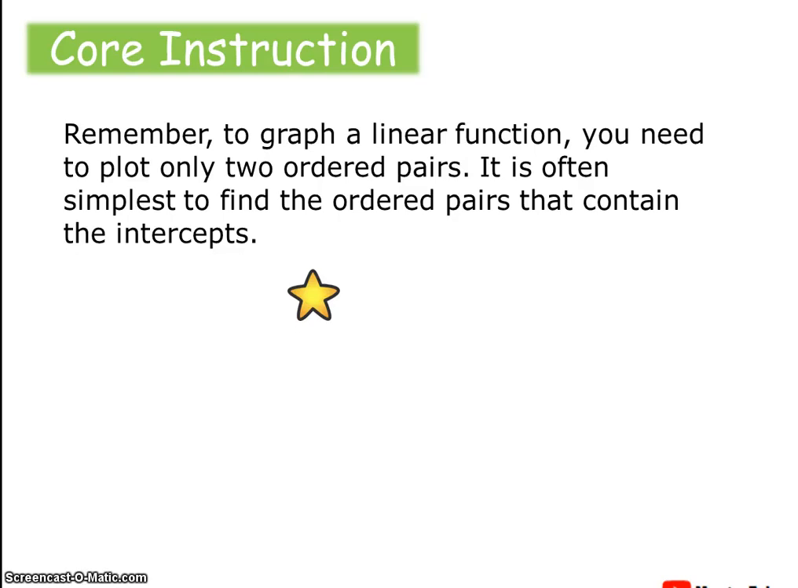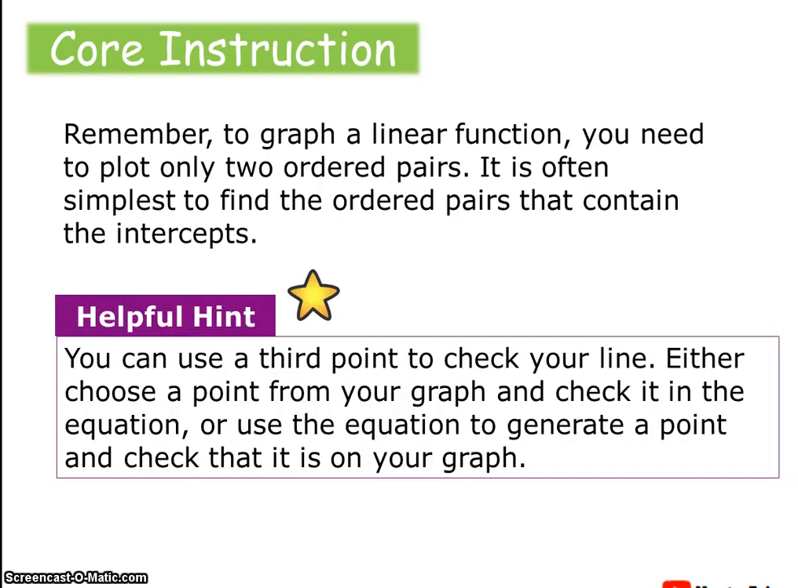So remember, to graph a linear function you need to plot only 2 ordered pairs. It's often simplest to find the ordered pairs that contain the intercepts. Little hint, you can use a third point to check your line. Either choose a point from the graph or check it in the equation, or use the equation to generate a point and check that it is on your graph. That third point is just a kind of confirming point.